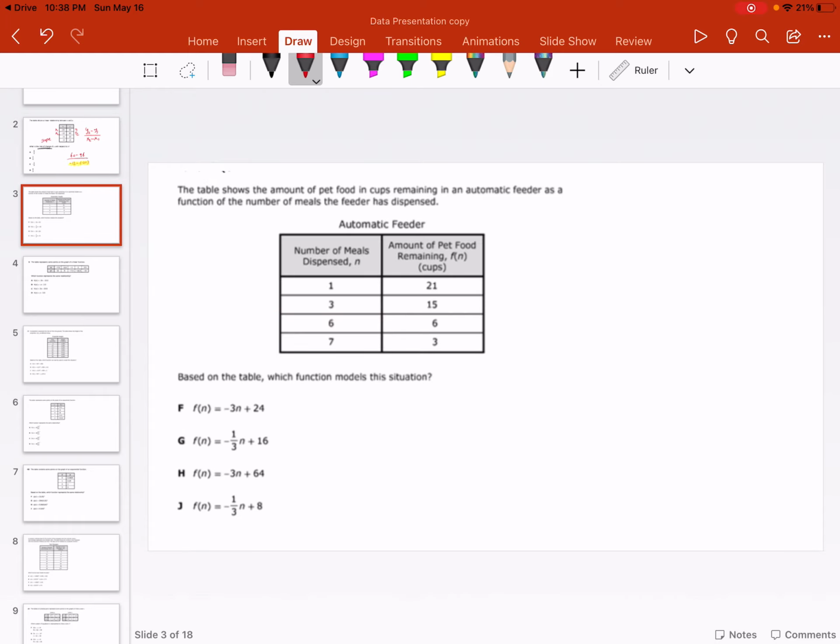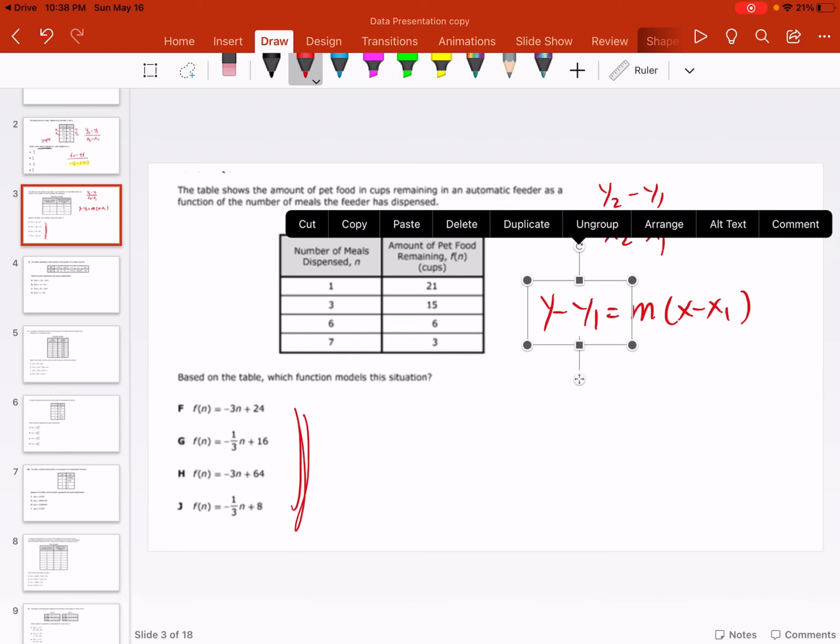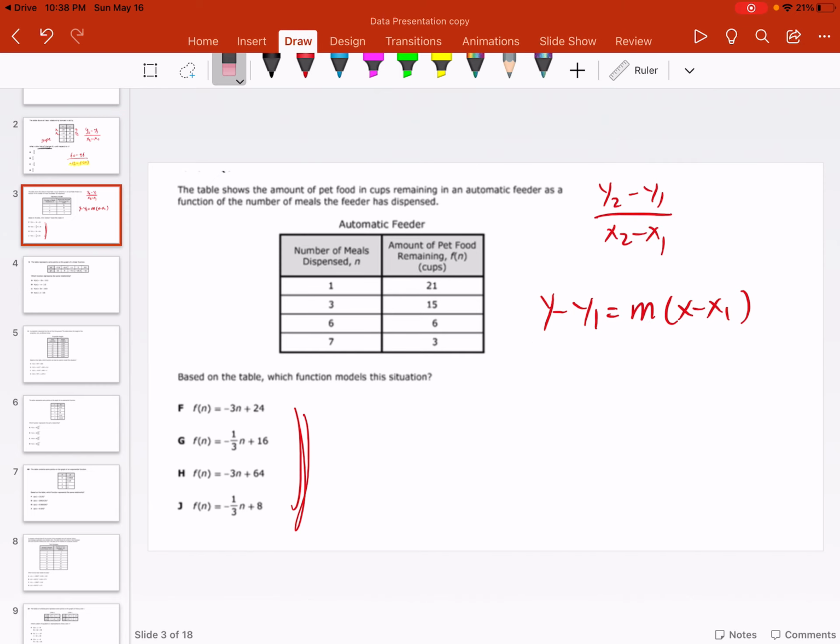Now, what about this question? It says which one of these equations represents this situation, right? So what you can do, we talked about it last time when I was teaching linear equations. You find the slope, and then after you find the slope, you use y minus y1 equals slope times x minus x1. You use this information, right? That's what you can do. But there's another way.